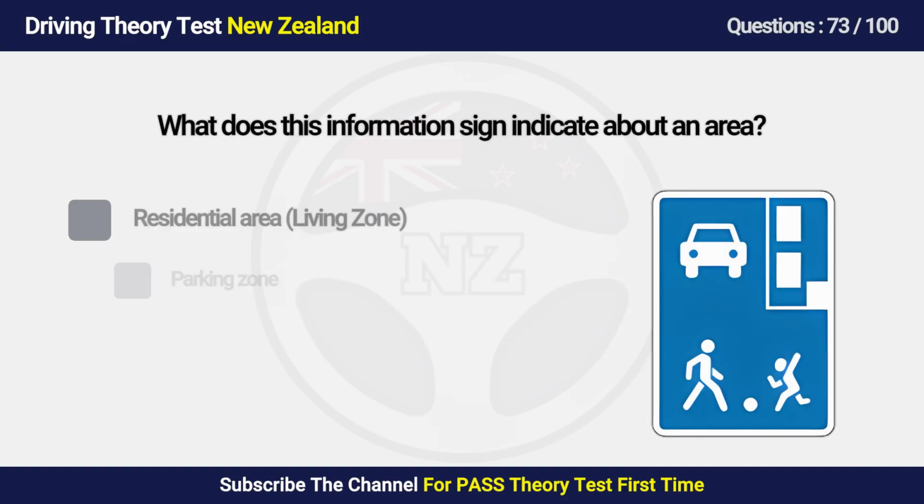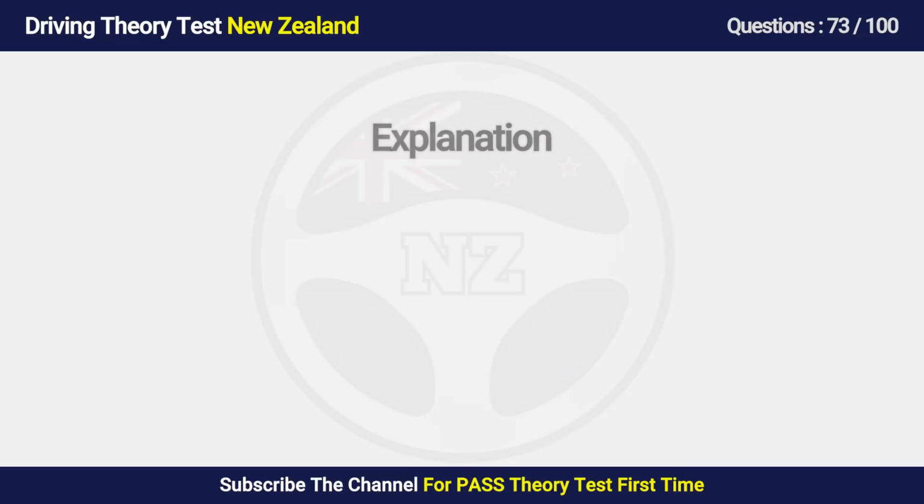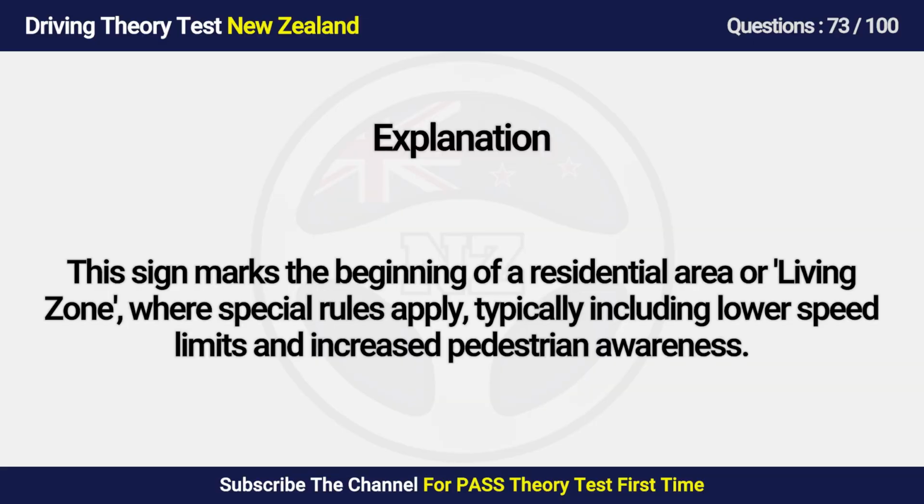Question 73. What does this information sign indicate about an area? A. Residential area living zone. B. Parking zone. C. No entry zone. D. Industrial zone. Answer is A. Residential area living zone. This sign marks the beginning of a residential area or living zone, where special rules apply, typically including lower speed limits and increased pedestrian awareness.